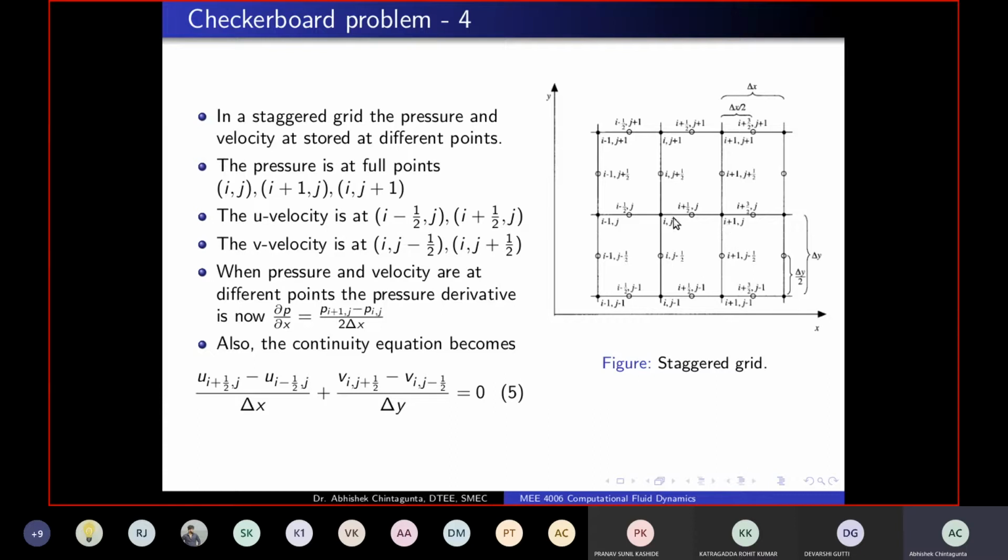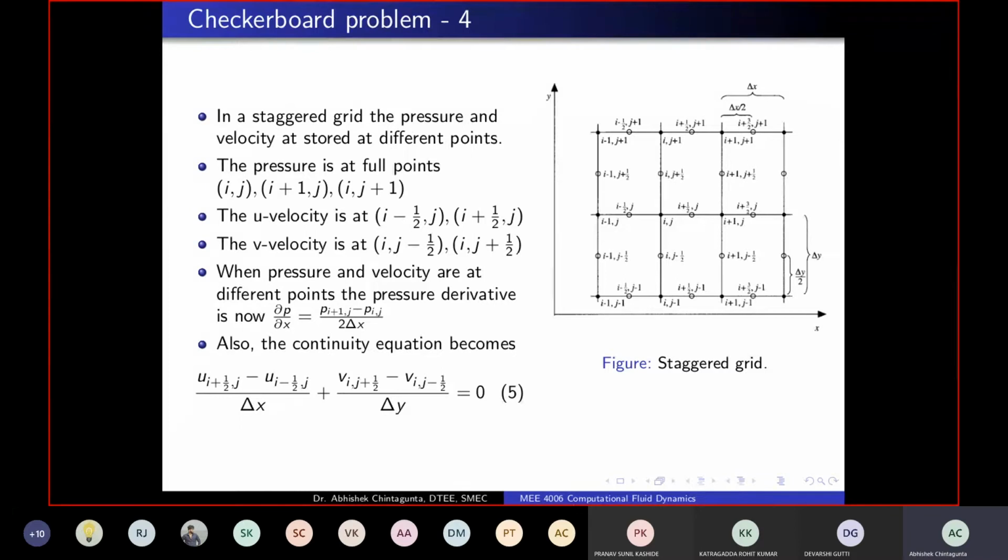So if we simply stagger the grid, that is, if we store the velocity at half locations, we are going to get better approximations, and we are going to get second order accuracy, as well as non-zero derivatives for pressure, velocity, and any other variable. This is only applicable to incompressible governing equations where your velocity and pressure are decoupled.